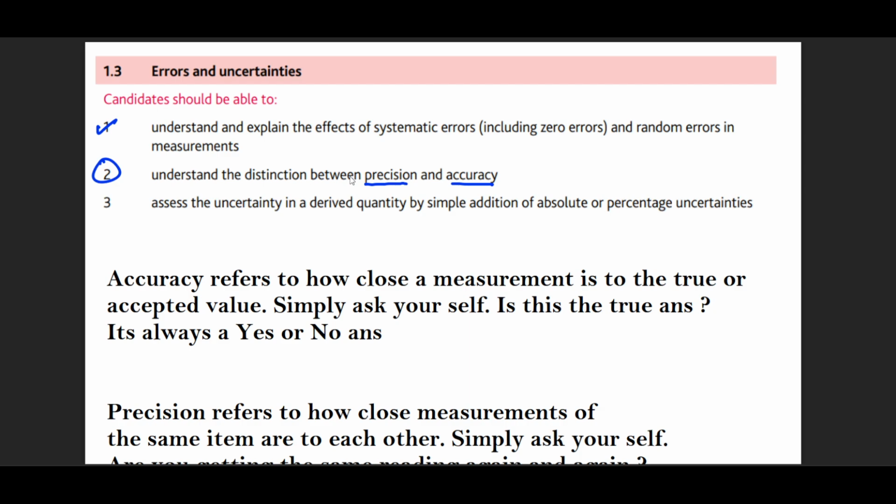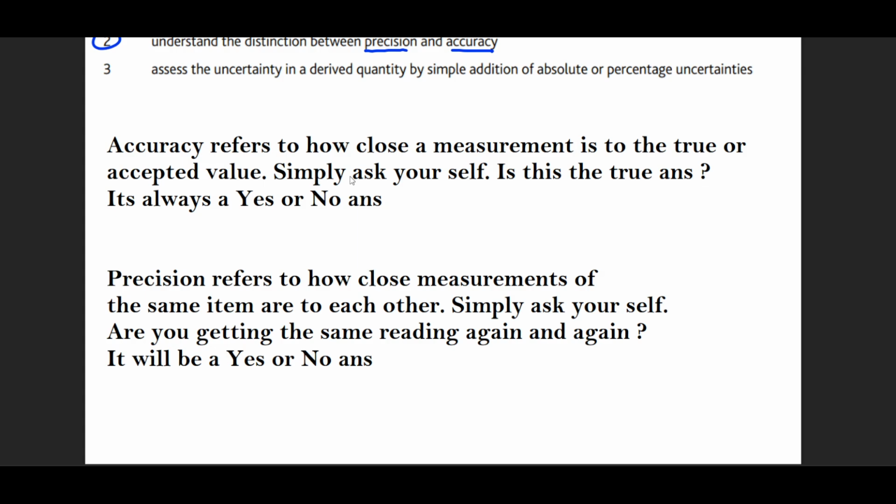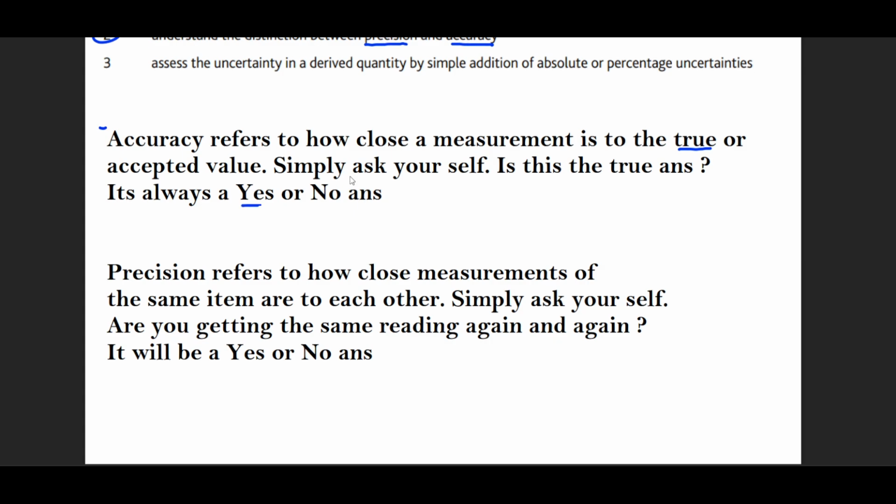What is the meaning of precision and accuracy? So first, let's keep it simple. Accuracy would simply mean, did you get the true answer or not? What is the true answer? Let me explain this with an example. And the answer to this question will always be a yes or no. It's going to be a binary answer.